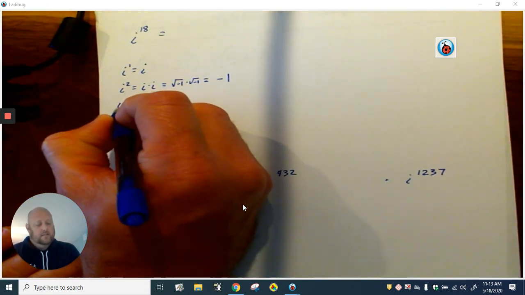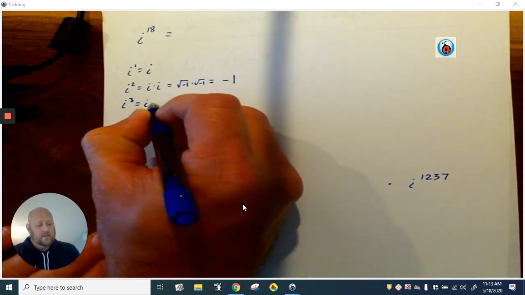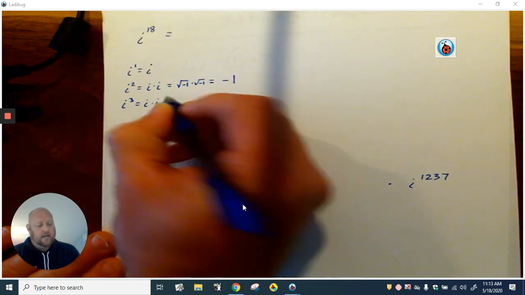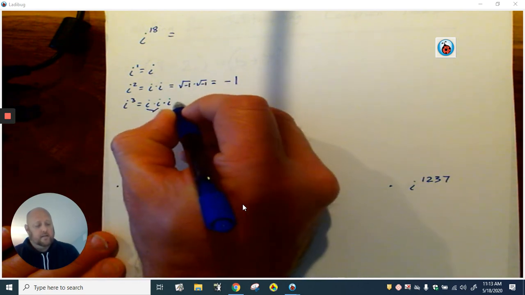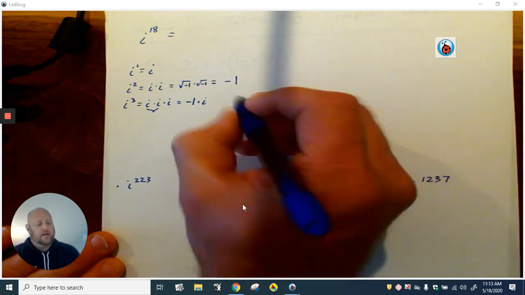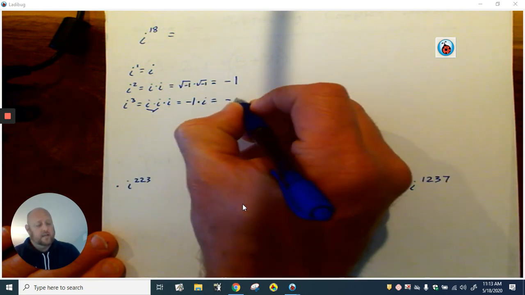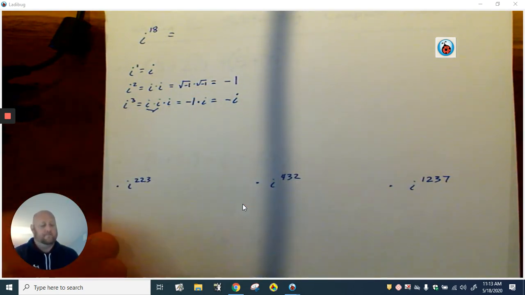Which means if we take i to the third, which is i times i times i, well, two of these together is going to make -1. So then we just have this i, so that's going to be -i. So i to the third power is -i.